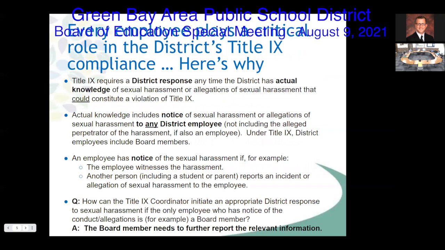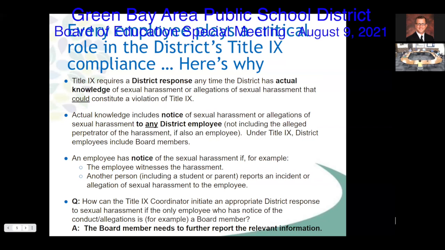So one of the most important pieces of information that you should remember from this training today is that every employee plays a critical role in our Title IX applications. And here's why. Title IX requires the district to respond anytime we have actual knowledge of sexual harassment or allegations of sexual harassment that could constitute a violation of Title IX. So what is actual knowledge? That includes knowledge or notice of any sexual harassment or allegations of sexual harassment to any district employee. And that would include you as members of our Board of Education.